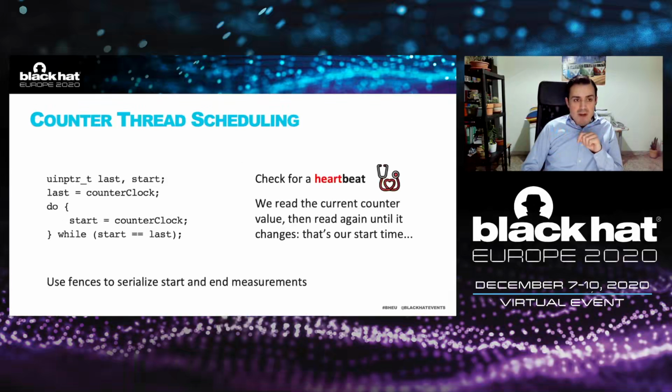What you can do is poke the counter. You can check for a heartbeat. You can read the counter, read it again, and see if the value has changed. If it has changed, the thread is beating, so it's ticking, and you can take that last measurement, and that will be your starting time. Otherwise, you keep waiting. And it's important in general with counter threads, but also with the RDTSC, that you serialize your measurements using fences.